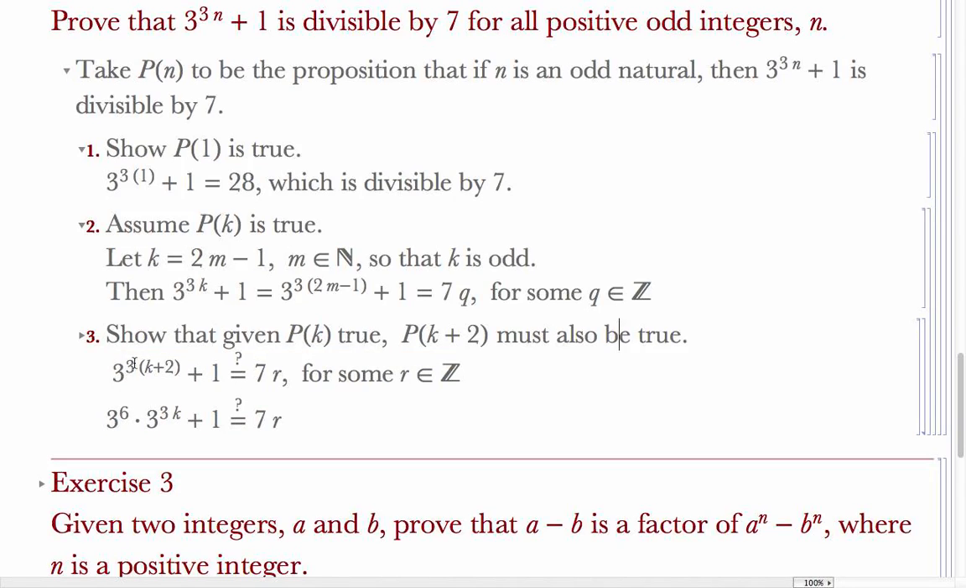This 3 to the 6th is coming from this 3 times 2 and then times 3 to the 3k. You know that when you multiply, you add exponents. That's how we would get back to here. So I've got 3 to the 6th times 3 to the 3k plus 1 equals 7r.